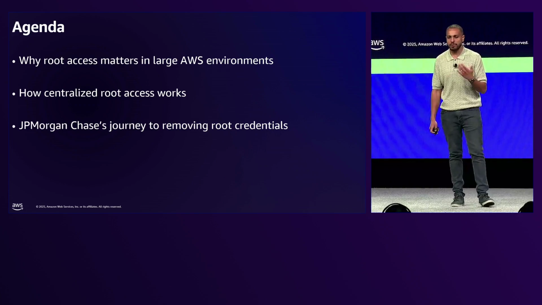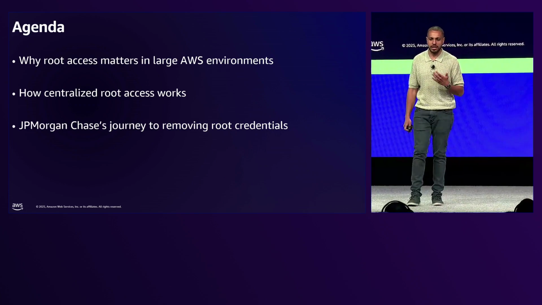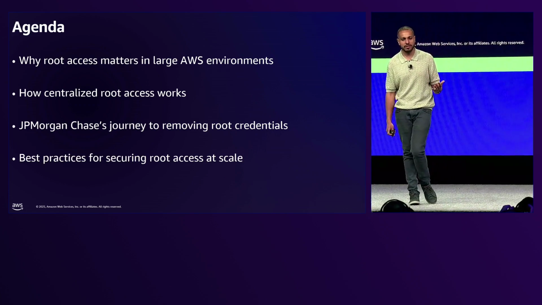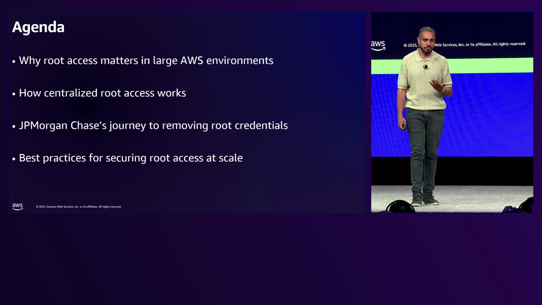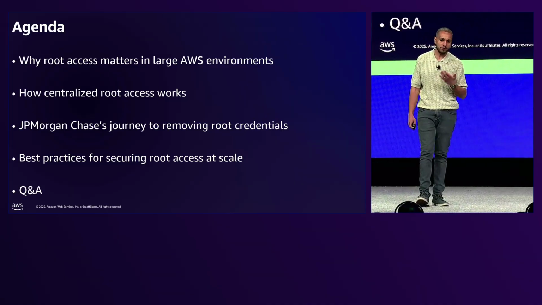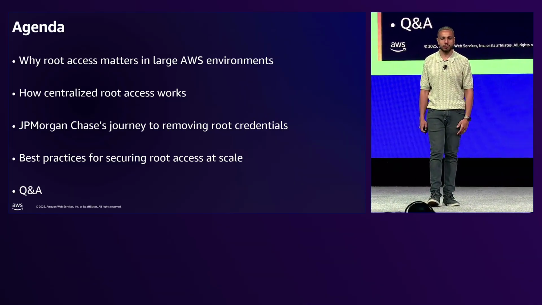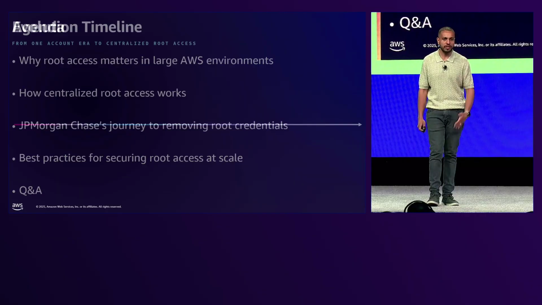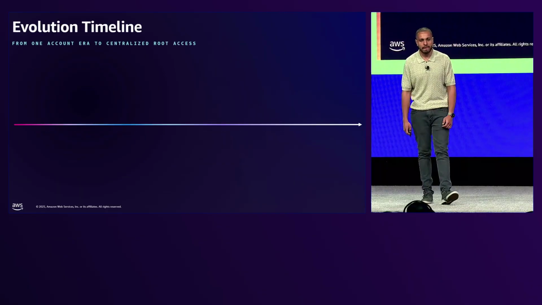So we'll talk about why root credentials are a problem, how centralized root access can help with this, and then we're going to hear about JPMC and how they went from discovery to automating the whole process, and we'll finish with a handful of best practices.